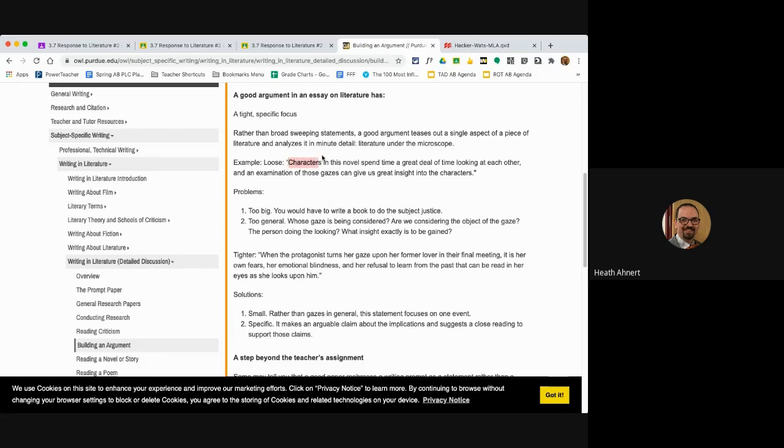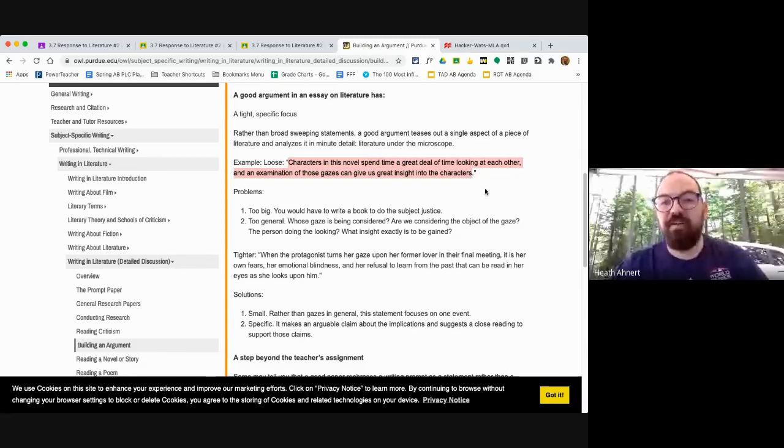Here's an example of a loose focus, but even this might be a little bit better than what you're offering me right now. Characters in this novel spend a great deal of time looking at each other. I like how their example of a mistake has more mistakes, I think, than they bargained for. And an examination of those gazes can give us great insight into the character. And here are the comments that they would give on that thesis.